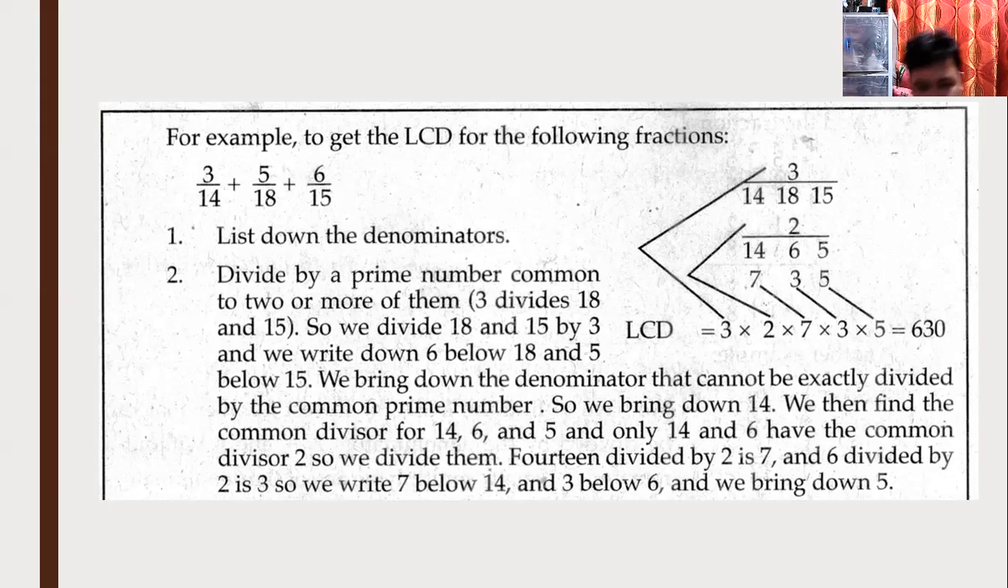Then, after that, we bring down the denominator that cannot be exactly divided by the common prime number. So, we bring down 14. We brought down the 14 because you cannot divide 14 by 3. What is 14 divided by 3? None, right? 14 divided by 3 gives a result that is short. 4, 8, 12. 12. Right? Still short. 4.